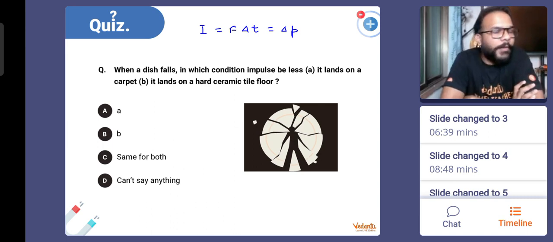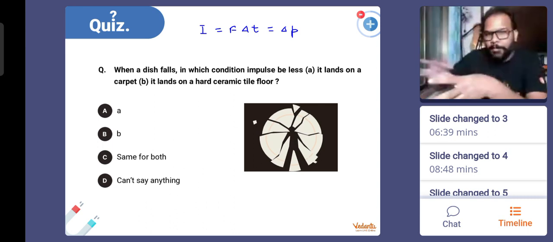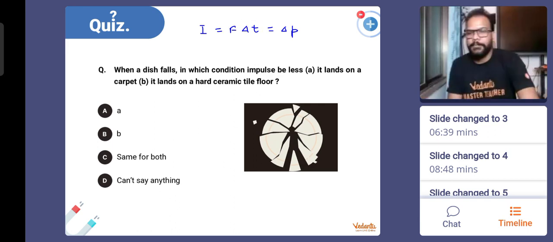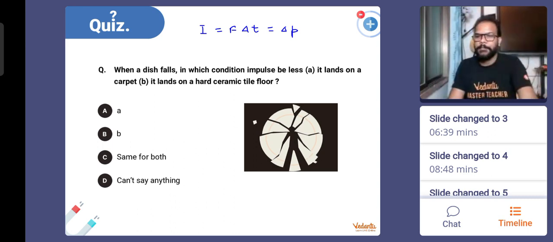Why do you think when you buy crockery, or when you guys will definitely have crockery in your house, it is placed in thermocol? Whenever the crockery comes, it comes in thermocol, or it is given paper cushioning. Why? So that the impact time is increased. More be the impact time, less be the force acting on the body. That's why. Okay? Is that clear?